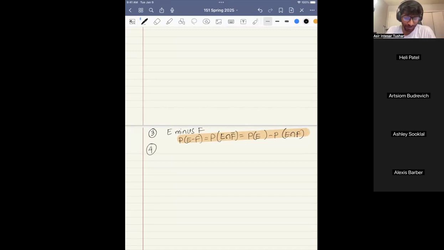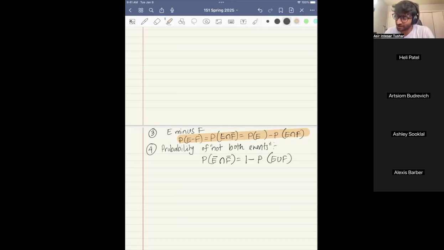Then another one: probability of not both events. I'll show you what I mean by this. That just means probability of E bar intersection F bar equals 1 minus P of E union F. So that's another example.